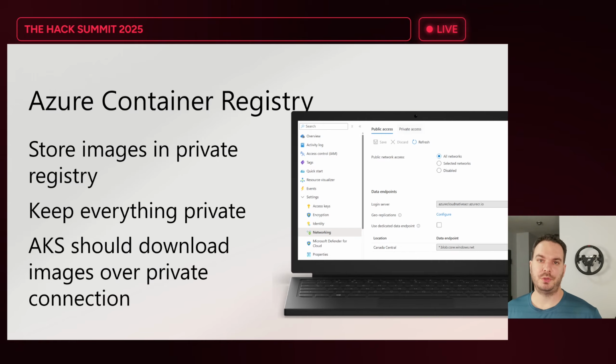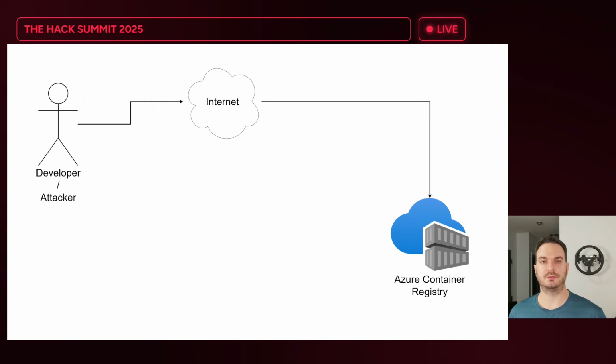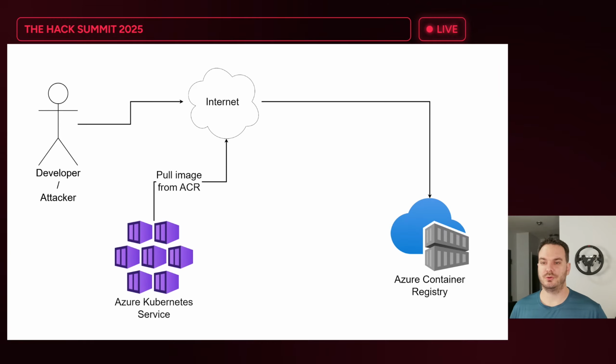But as I said, it would be great if everything was private. So if you take a look, by default, I as a developer or also an attacker can access the container registry over the internet. And what's also a bit, I don't want to say weird, but let's say special, is that if you have an AKS cluster, this cluster also pulls from the public endpoint. This means the connection goes over the internet, even if both the Kubernetes cluster and the container registry run in the same Azure data center.